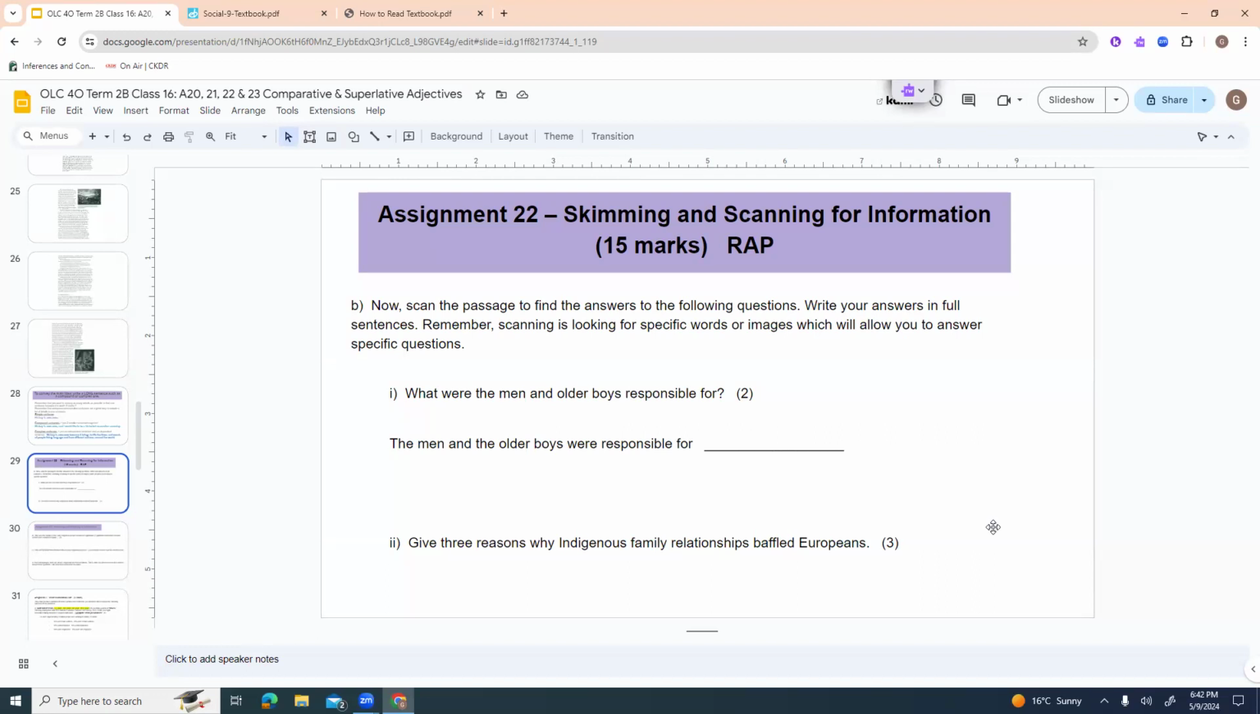Give 3 reasons why Indigenous family relationships baffled Europeans. 3 marks. Okay, so there are reasons right in these textbook pages. You don't have to make anything up. You just have to find the sentence that explains it to you, okay?